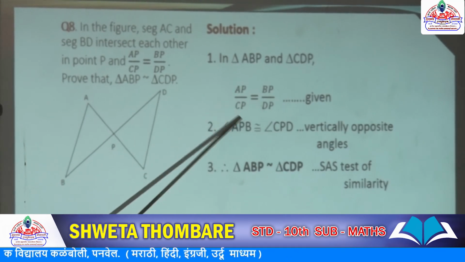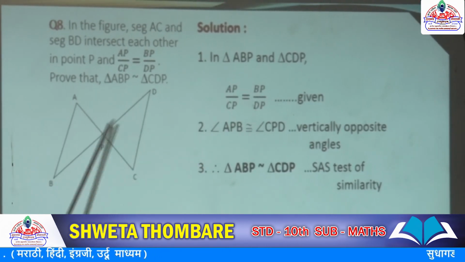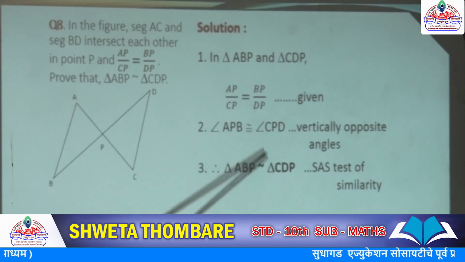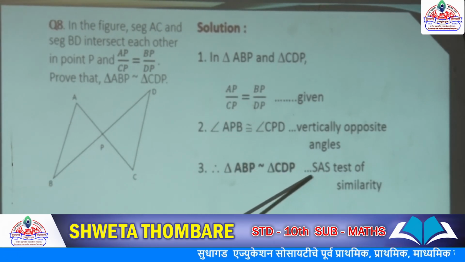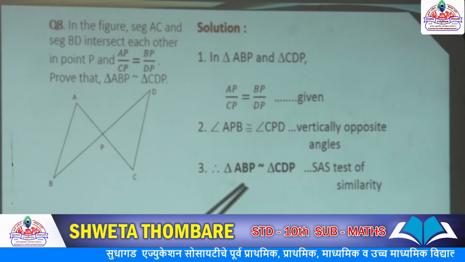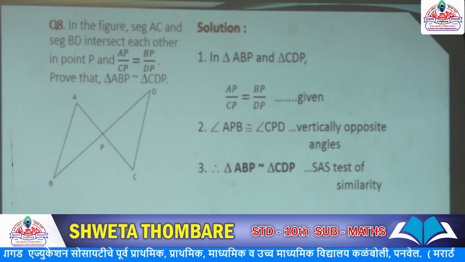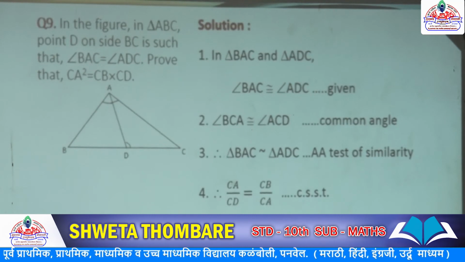Now these sides we are getting in proportion, and the angle between them is congruent. So by which test do both triangles become similar? Yes, that is SAS, side angle side. By this test these two triangles become similar to each other. Very simple is this question. Might be you understand. Now see question number 9.